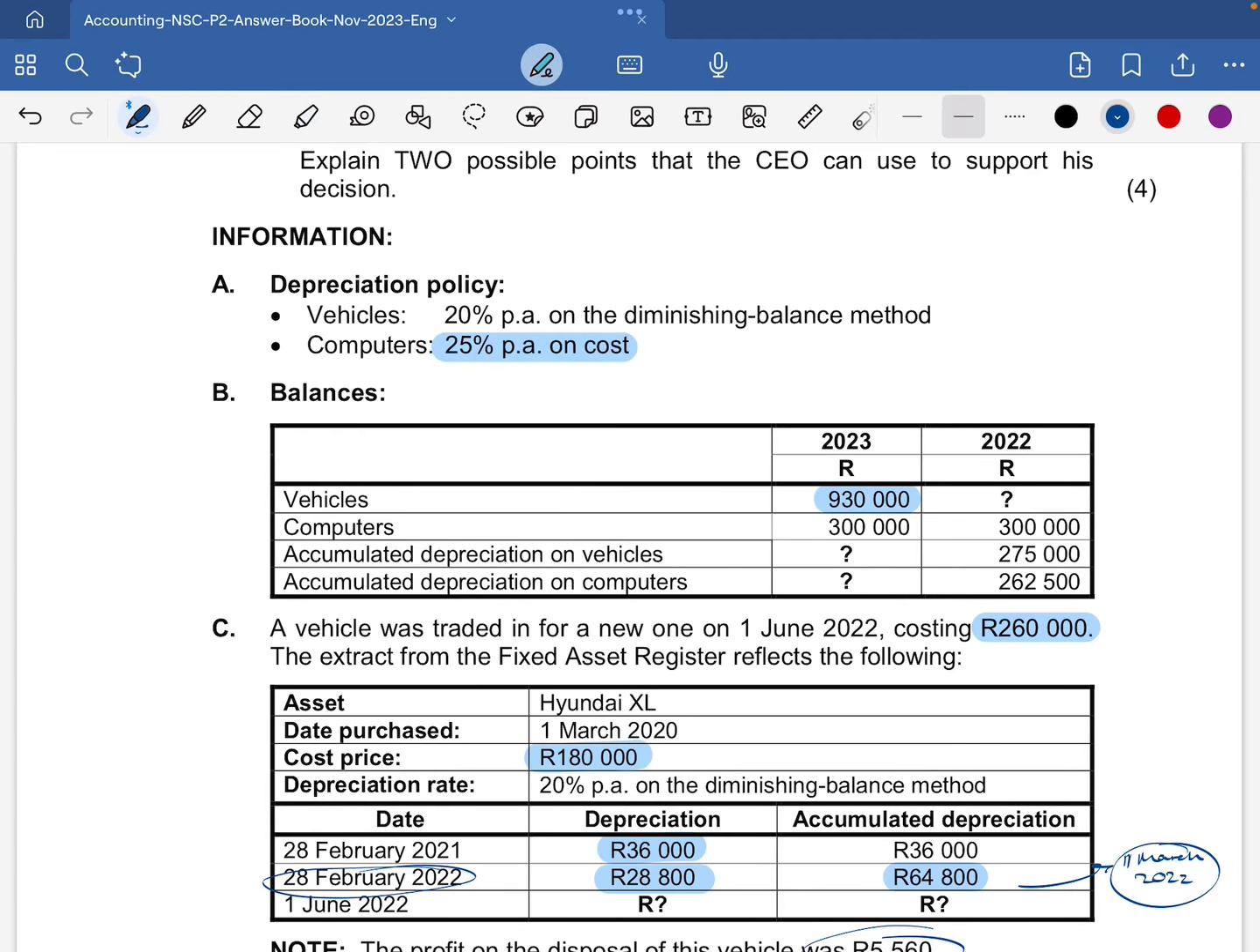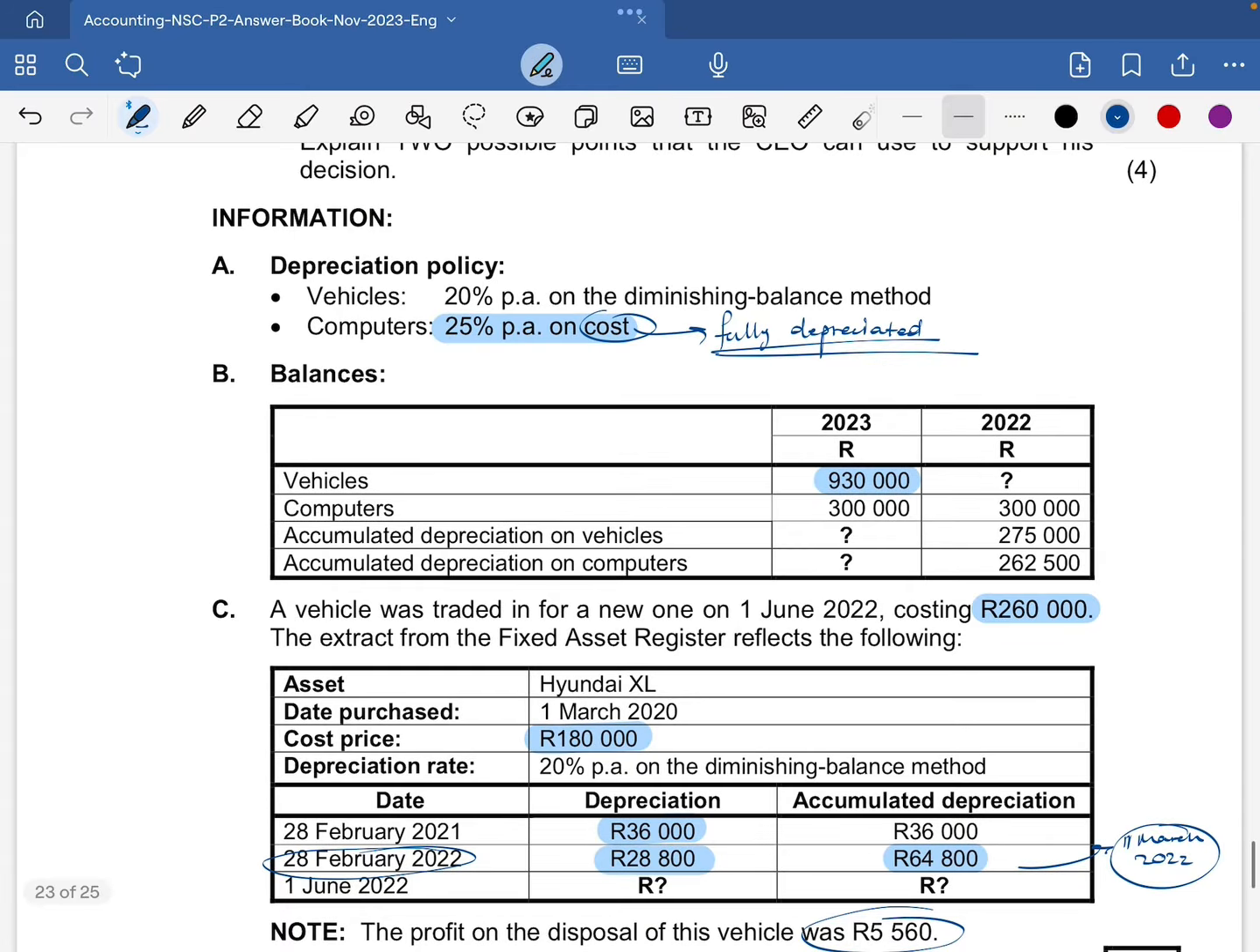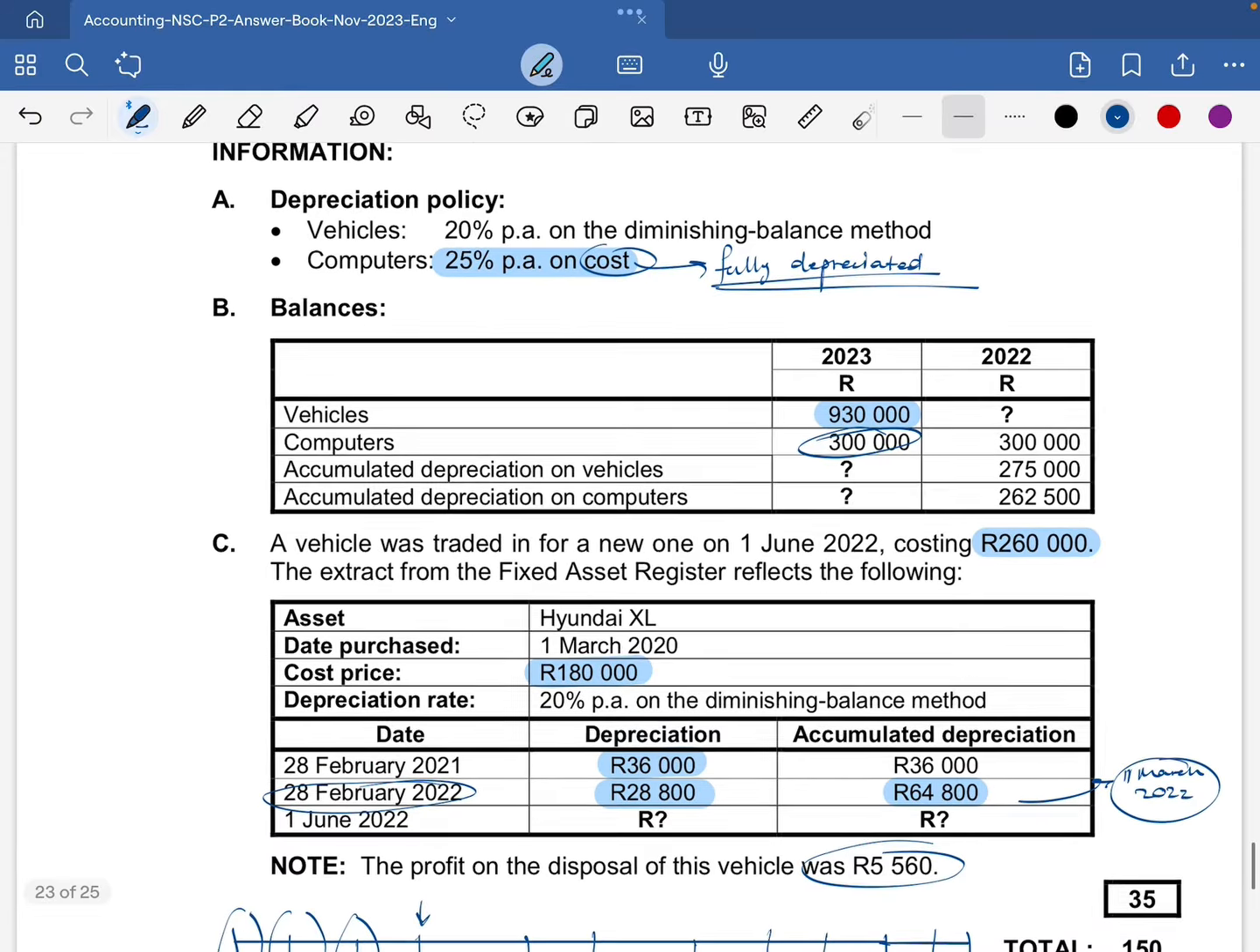depreciating on cost, you need to check whether an asset is fully depreciated or not. So you always need to check out if an asset is fully depreciated or not. They will not tell you. That is something you need to keep in mind, and there are marks for that. So we know that the computers are worth 300,000, and we were given accumulated depreciation for 2022 as 262,500. So that should have been our accumulated depreciation at the start of the year, which is 262,500.